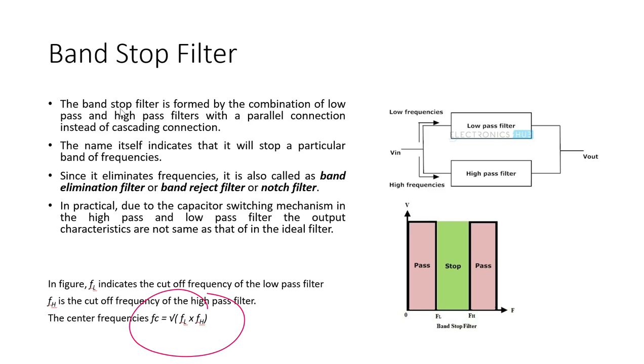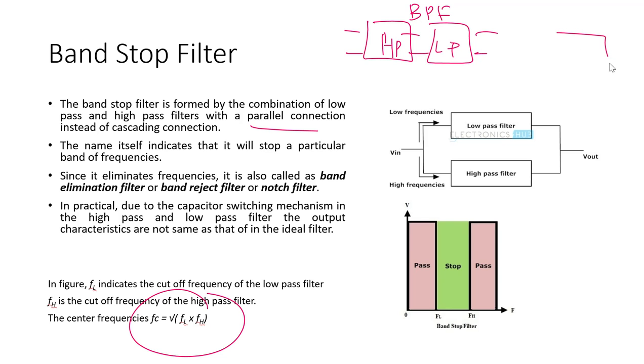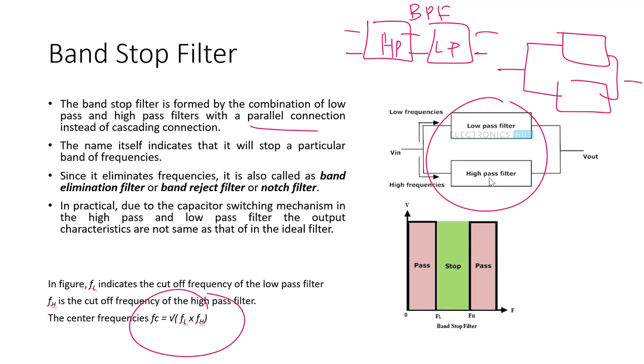The band stop filter is formed by combining low pass and high pass in parallel. In that case we had cascaded it. So this was a high pass, this was a low pass, and this was our band pass filter. So the band stop filter would be a high pass, a low pass, and then combine it for the signal input. So this is stated in here.